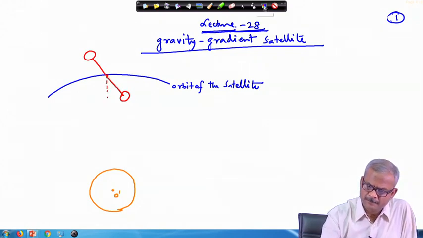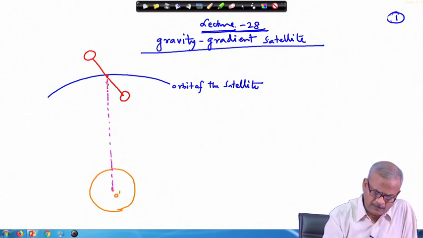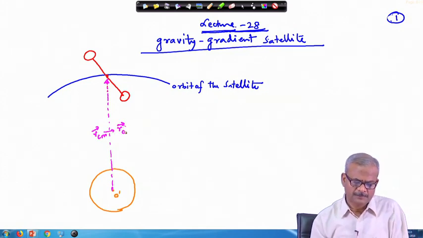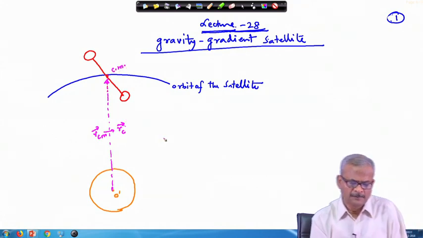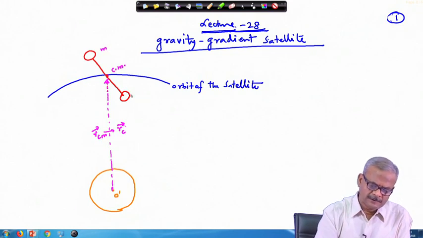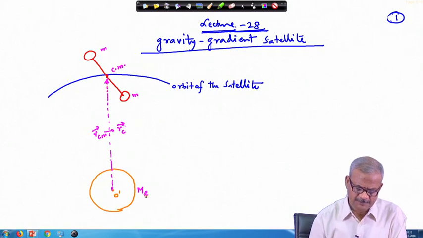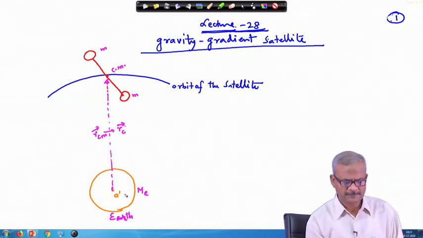Let us assume that this is RCM, which we will write as RC for brief. This is the center of mass of this dumbbell, and both the masses are equal, m and m. This is the earth. It can be the earth or any satellite, any heavenly body.